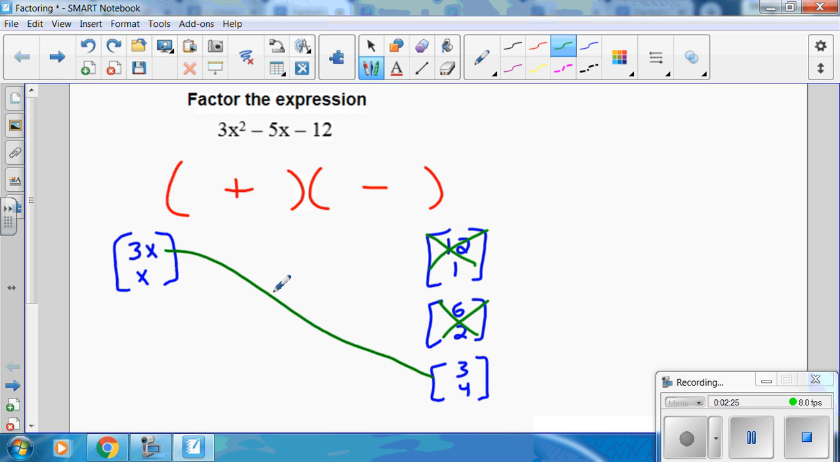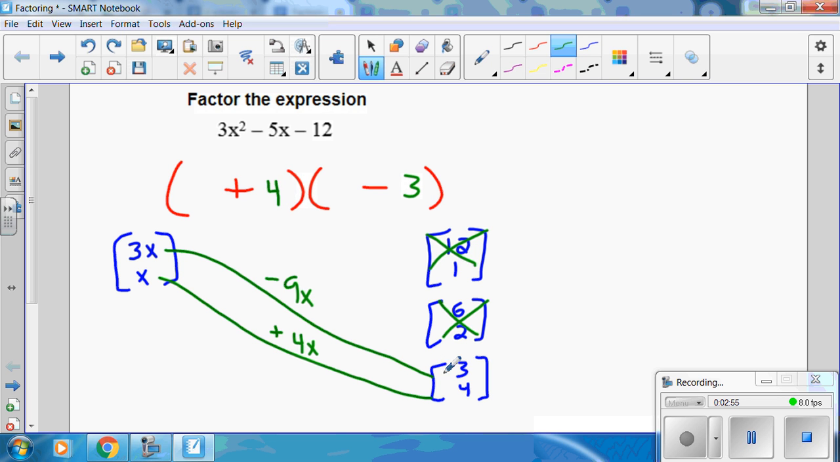So now we cross this one off. 3 times 3 is 9x. x times 4 is 4x. Okay, that has a difference of 5, so that works. Now, since the signs are different, positive and negative, these are going to have different signs. We want negative 5, so that means 9 is negative and 4 is positive. Now, if 9 is negative, that means the 3 is negative. So put the 3 here, and then the 4 is going to go here.